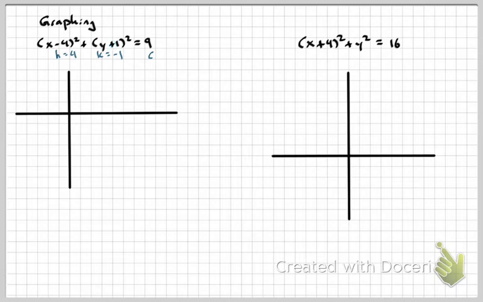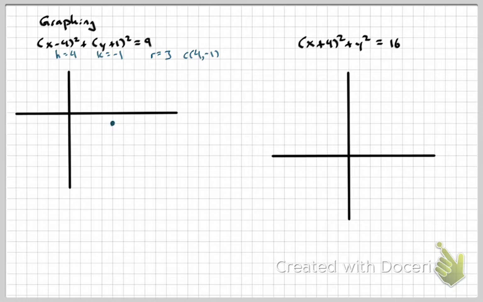And my radius is the square root of that number. That's one of the biggest mistakes people make, is they just take this and say it's the radius, but it's always the square root of that number. So square root of 9 is 3. So to graph this, I'm going to go to my center, which is at (4, -1). So I'm going to go to the right 4, and I'm going to go down 1.